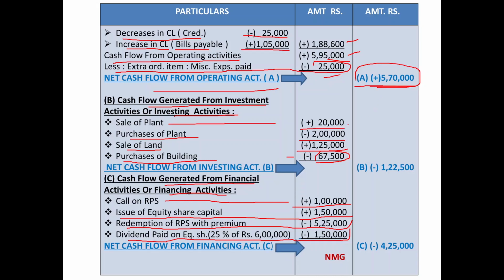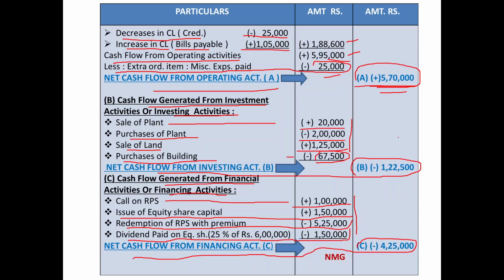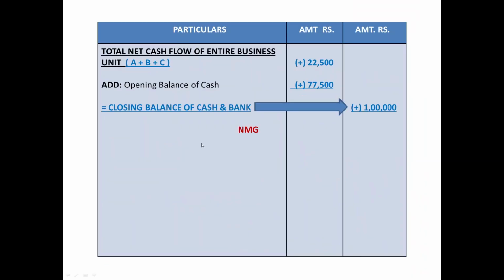B. Four items are there under the title of B, and the total net cash flow from investing activities B is minus 1,22,500. Likewise under title C, four items are there. Net cash flow from financing activities minus 4,25,000. So we got the three answers: A 5,70,000 plus, B minus 1,22,500, and C minus 4,25,000. Ultimate picture: A plus B plus C.